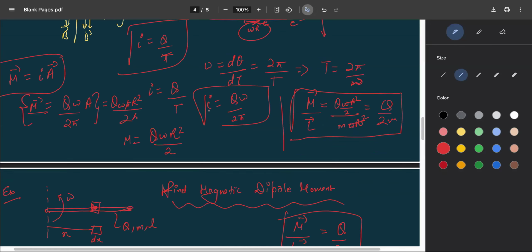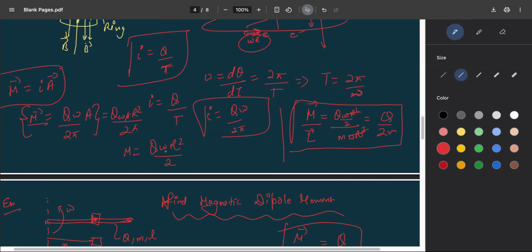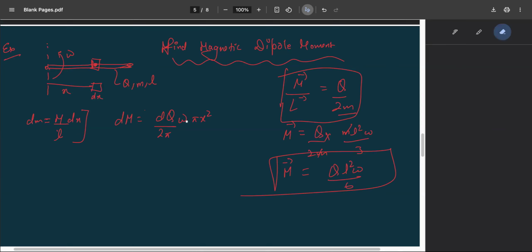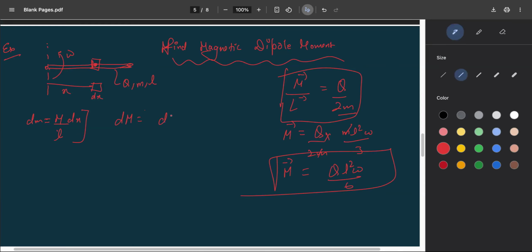Pi r square, x square. We have just solved the whole thing also. What is that? Q omega r square by 2. This is the magnetic moment that comes out, right? So here also this comes out directly as dq omega, instead of r keep x square, divided by 2. This is the value you are getting. You can actually do one thing, just integrate this. But wait, here you have this variable also.